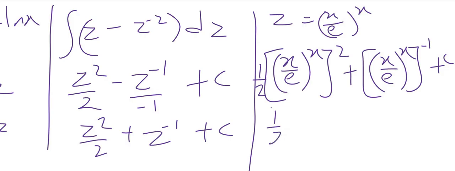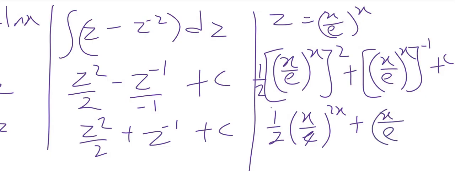So 1 over 2, x over e to the power of 2x, plus x over e to the power of negative x, plus c. So this is the integral of the question given.